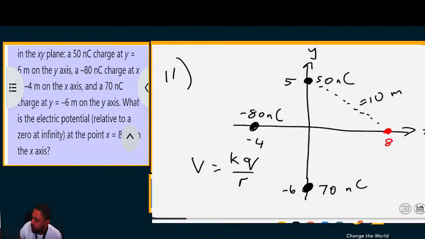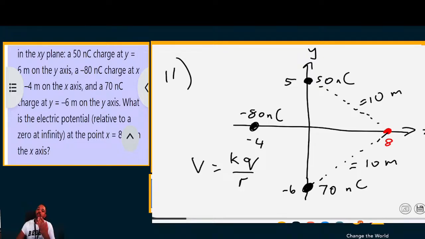And then the final distance here is exactly the same. It's 8 there, but negative 6. But since you're squaring, the distance will be 10 as well, 10 meters. Okay. So the distances are, for the 50 nanocoulomb charge, 10 meters. For the 80 nanocoulomb charge, it's 12 meters. And for the 70 nanocoulomb charge, it's 10 meters.